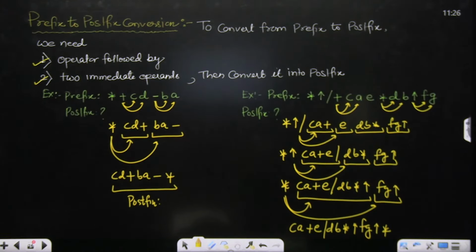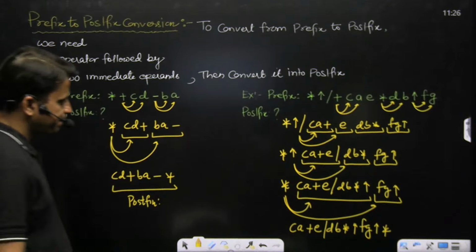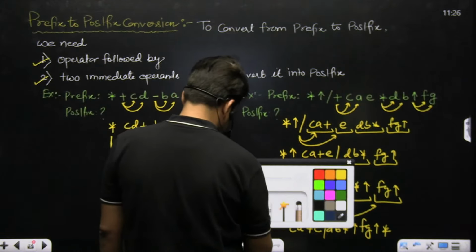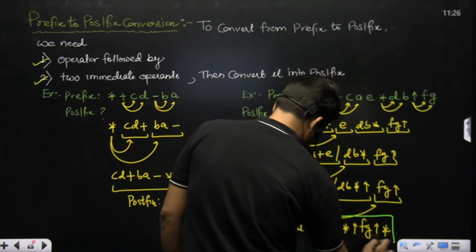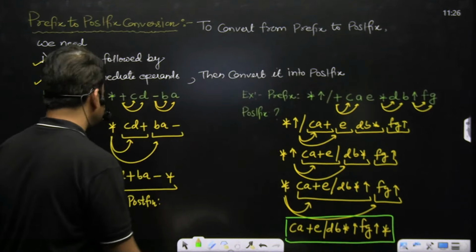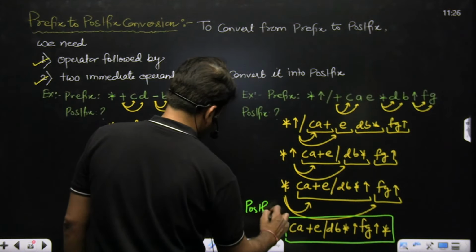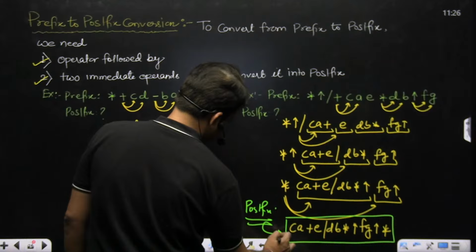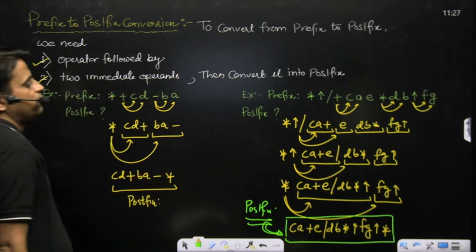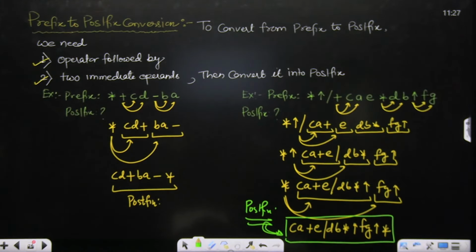CA plus E divide DB star power operator FG power operator star. So this is the answer, students. CA plus E DB. Clear? Very good. If it is clear, then solve the answer.